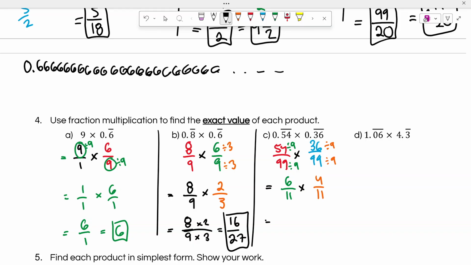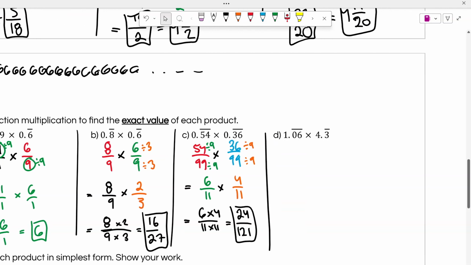I don't see any other cross-reducing I can do, so I'm just going to do top times top, bottom times bottom. 6 times 4 is 24, and then 11 times 11 is 121. Since I didn't have any reducing up here, I know that there's no reduction possible with my 24 and my 121. Okay. Now, for our final one here, our 1.06 repeating, I want you to remember that this is 1 plus 0.06 repeating. 1 is just 1. 0.06 repeating is 6 over 99. So this is actually a mixed number, 1 and 6 over 99.